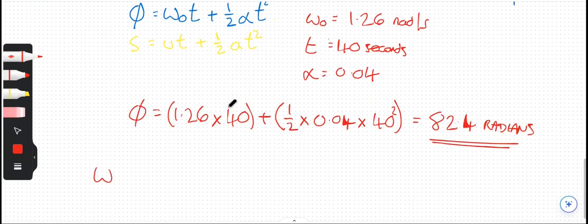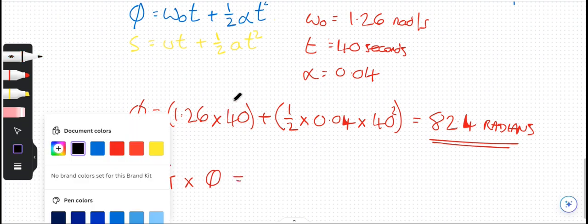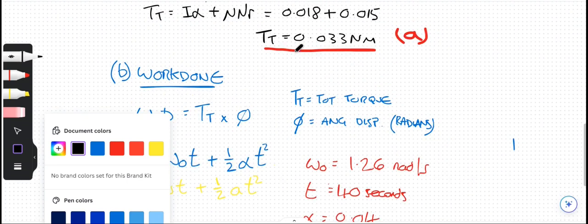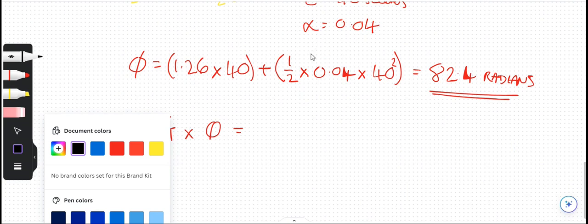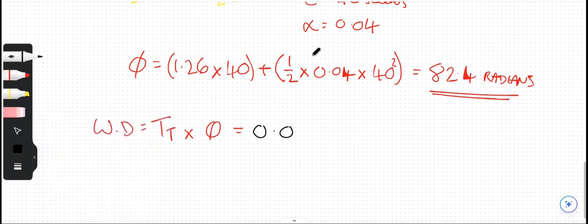Now we can simply do this. Work done is total torque, which we know, times angular distance, which we know. Total torque is 0.033, as before, times the angular displacement, which is 82.4. This will tell us how much energy we need to put in, in joules.